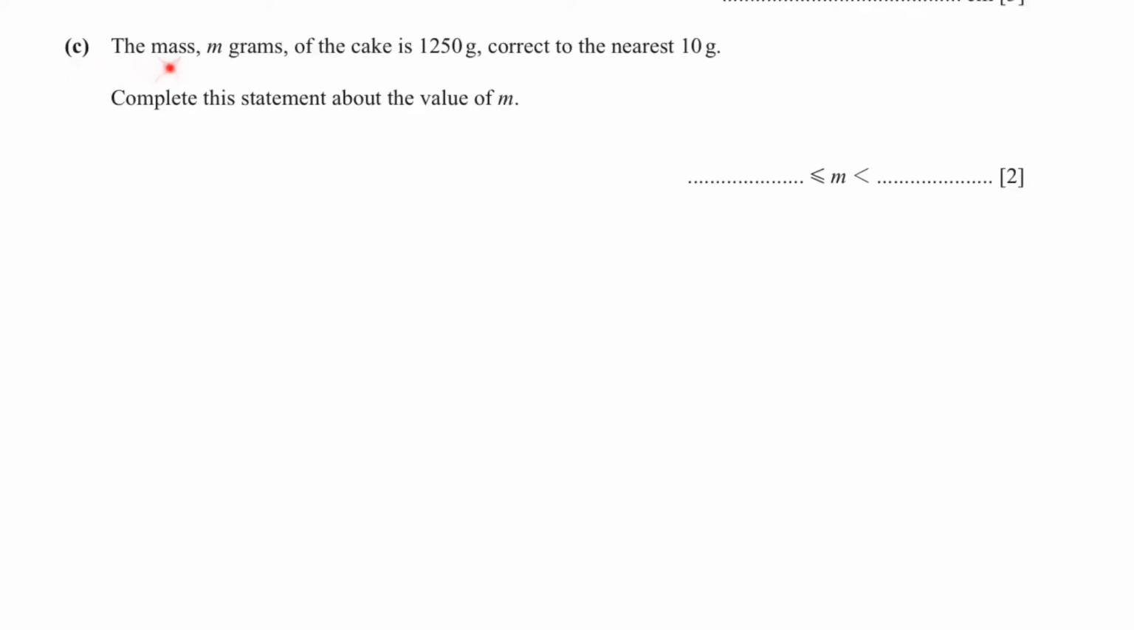Part C. The mass m gram of the cake is 1250 gram, correct to the nearest 10 gram. Complete the statement about the value of m. For a question like this, whatever the nearest is, divide by 2 and we will get 5. So for the lower bound, subtract 5: 1250 minus 5 gives us 1245. And for the upper bound, add 5, which will give us 1255.